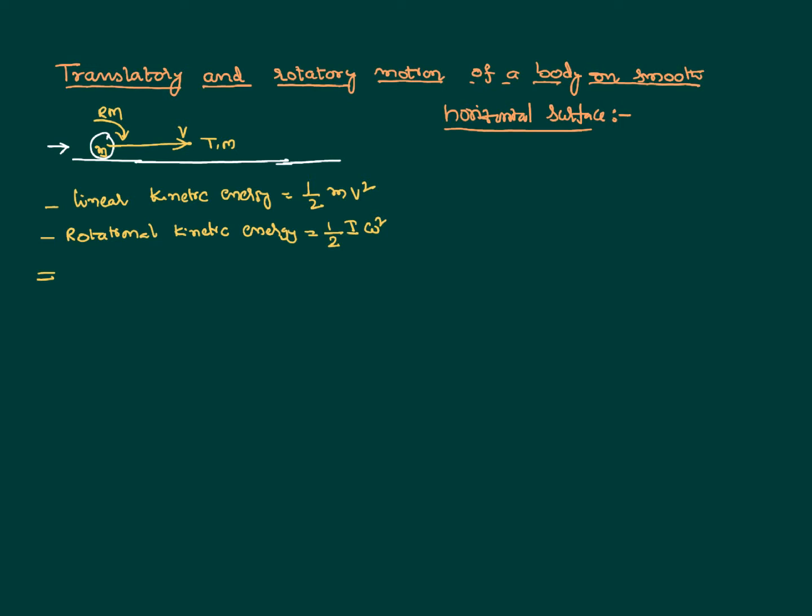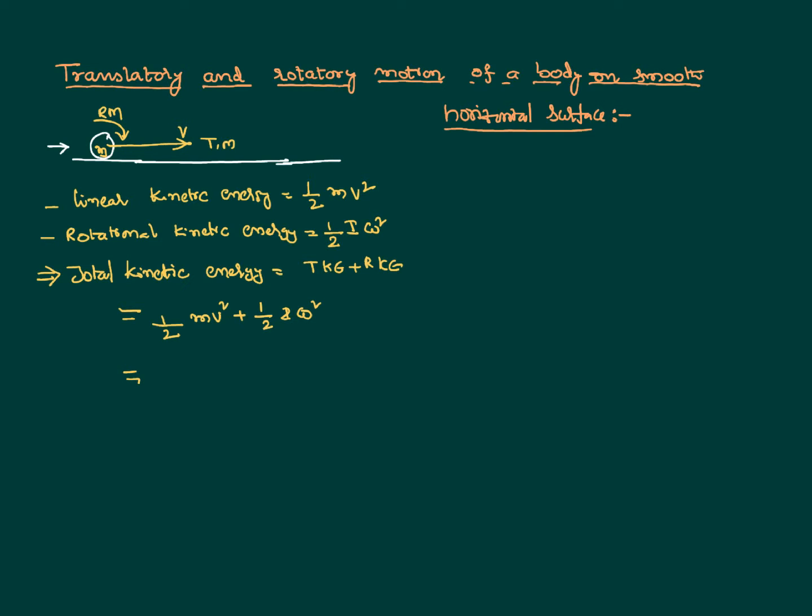That implies, if you are interested to calculate the total kinetic energy of the body, in this case, total kinetic energy of the body is nothing but the sum of translational kinetic energy as well as rotational kinetic energy. So the value of the total energy is half mv square as well as half I omega square.